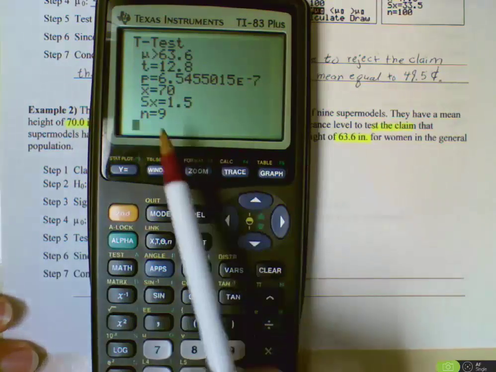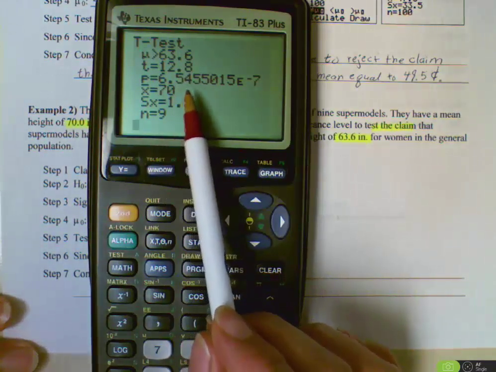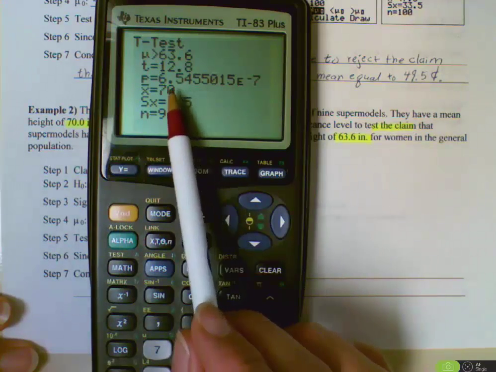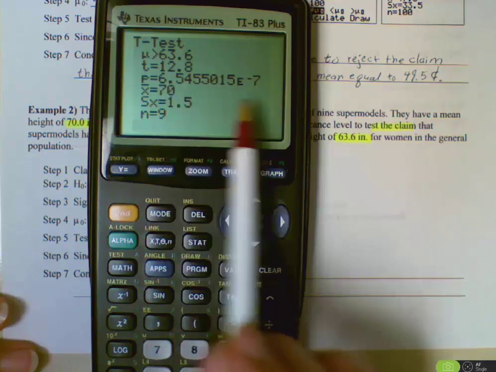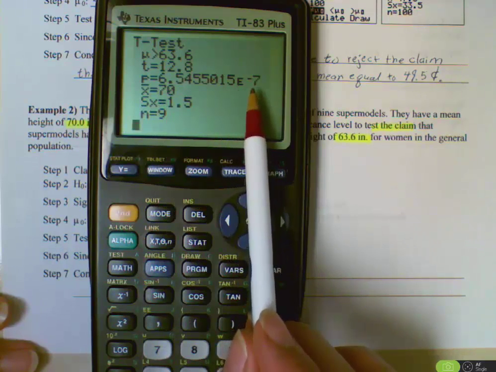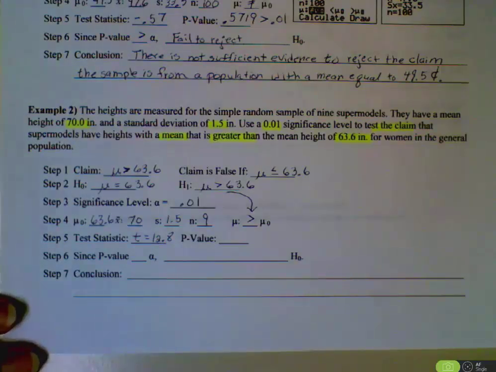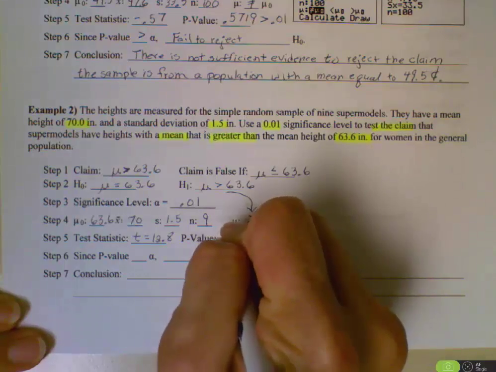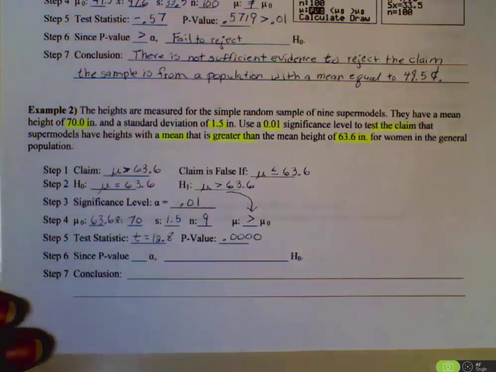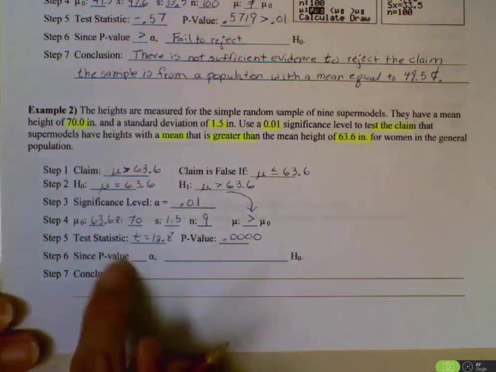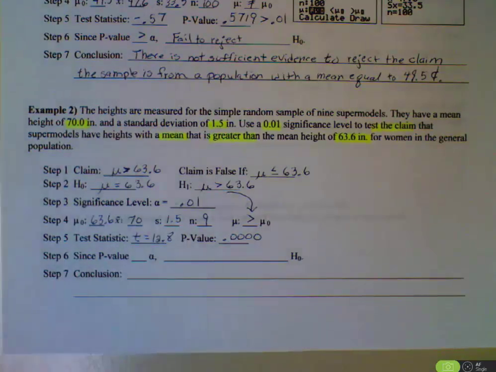And be careful not to say the p-value is 6.5455 because that doesn't even make sense for a probability. Your probability has to be between 0 and 1. So you notice from looking at the calculator that this is in scientific notation. Move the decimal 7 places to the left and then round it to 4 decimal places. There's practically no chance that this sample would have had a mean that was 13 standard deviations from the population mean.